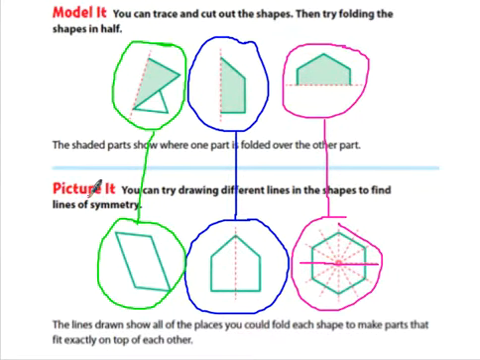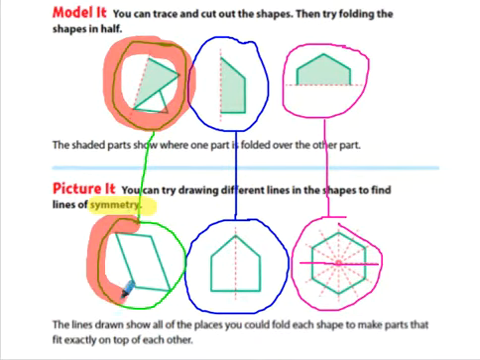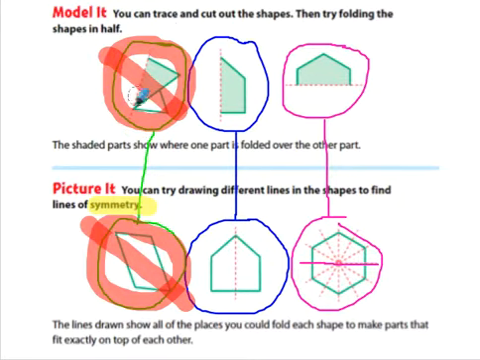Let's read what it says here for picture it. You can try drawing a different line in the shapes to find lines of symmetry. There's that word that we were talking about, symmetry. Every time you are able to draw a line on a shape and it could be folded in half to perfectly cover the other side, you have found a line of symmetry. So this shape up here, the way that it's folded, the fact that it does not cover, that is not a line of symmetry. This line that they folded it on is not a line of symmetry because it does not cover up the other side. This shape here has 0 lines of symmetry. There are no ways that you can fold this to have it cover up the other side. However, this line here, the way that they folded it, shows a line of symmetry.